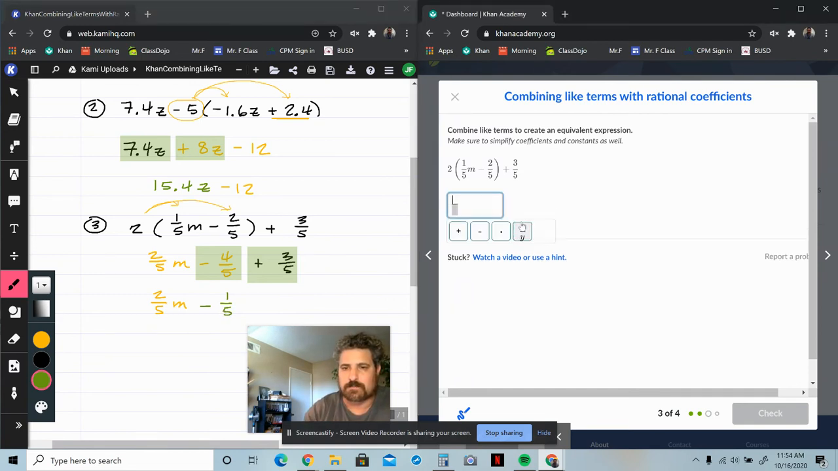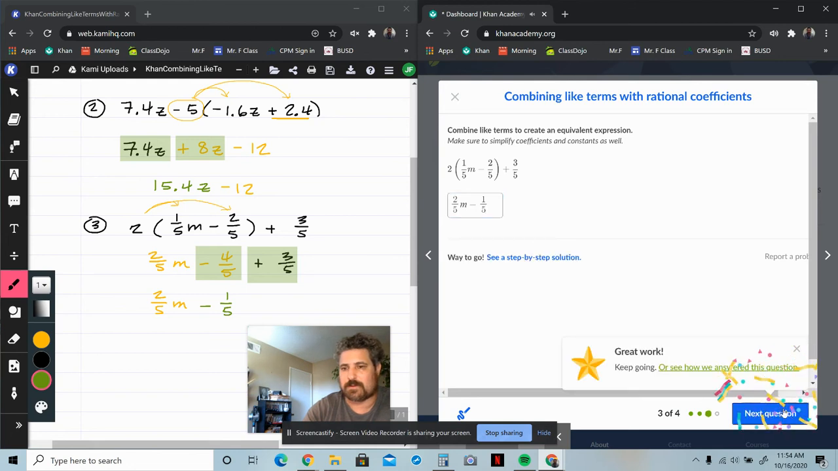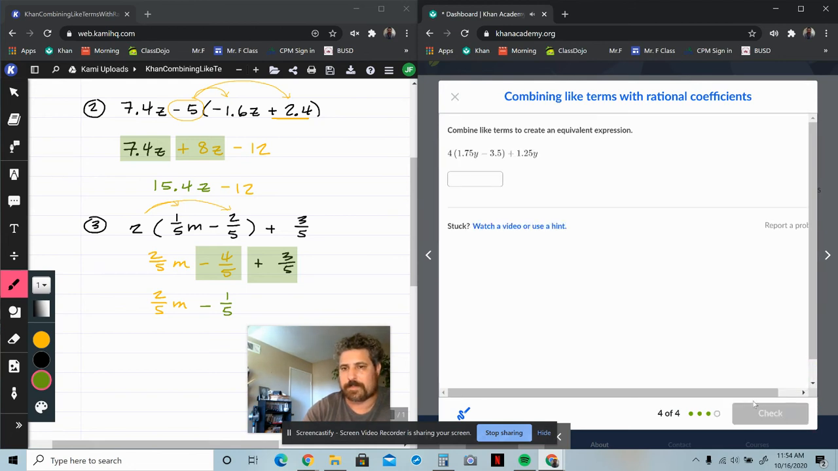So you're going to put x over y. You're going to put on top 2 and on bottom 5. And then you're going to click over to the right. So the coefficient is 2/5. And then you're going to put m. And then you're going to put minus and then x over y again. On top, you've got 1. And on bottom, you've got 5. So the correct answer is 2/5 m minus 1/5. And that's how you put it in.